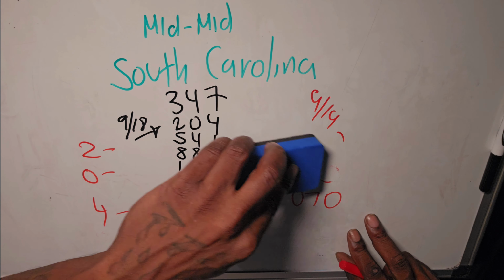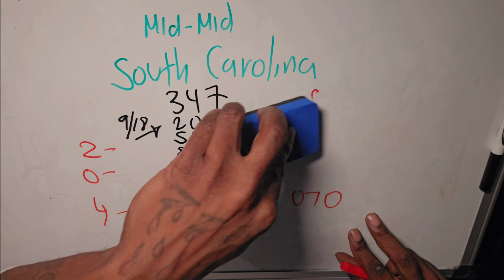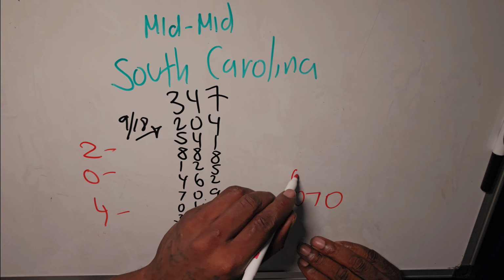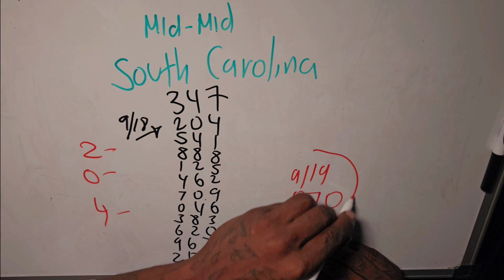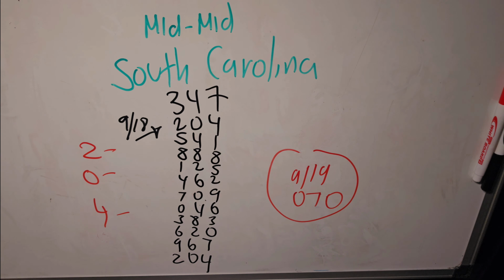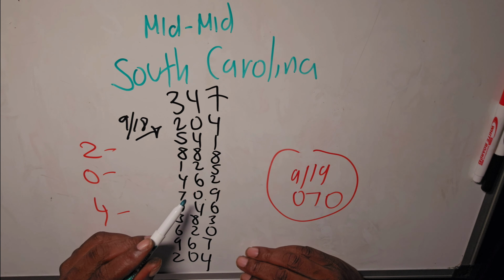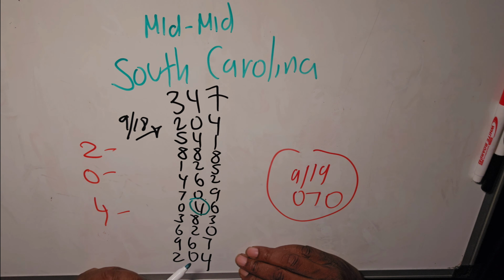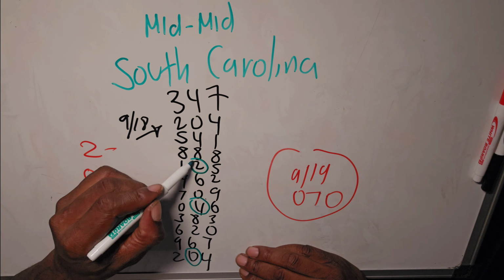So now let's fix that up. 919. South Carolina had 070. So now when you take your individual numbers, you're gonna take your 4, right? Individual numbers, and you're gonna pull it from the middle. 4, we got 0, and we got 2. You see that?